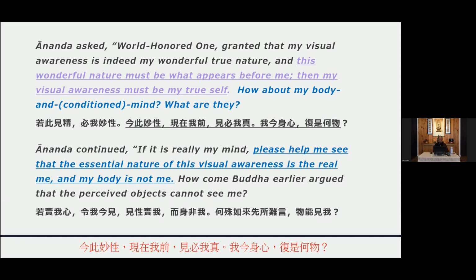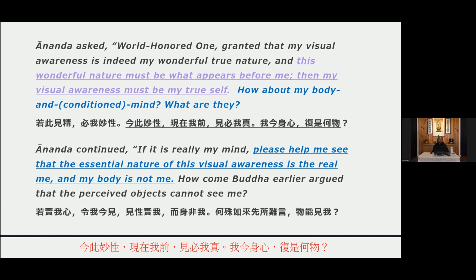What are they? Okay, the question is, you told me that my visual awareness is not my body and my mind because they are all objects perceived. But then I'm sitting here seeing, right? I'm still using this body and mind to see. And if that's not my true mind, true nature, then what is my true body? What is this body and mind called? Okay, and the question continues.